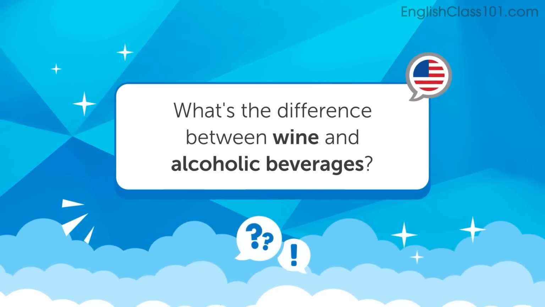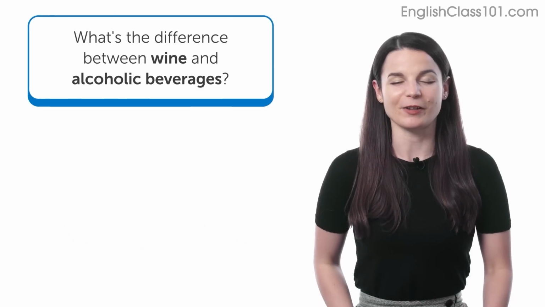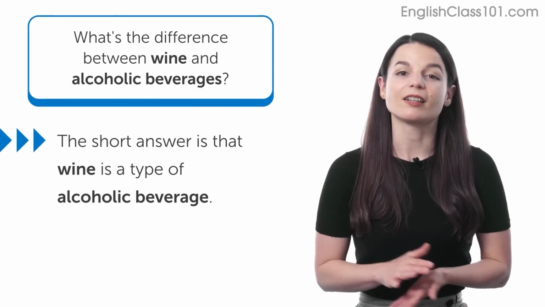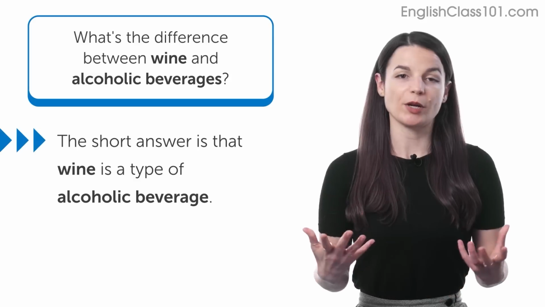Hi, Mosen. Mosen says, what's the difference between wine and alcoholic beverages? Okay, sure, let's talk about this question. The short answer here is that wine is a type of alcoholic beverages. Let's break down what this means.